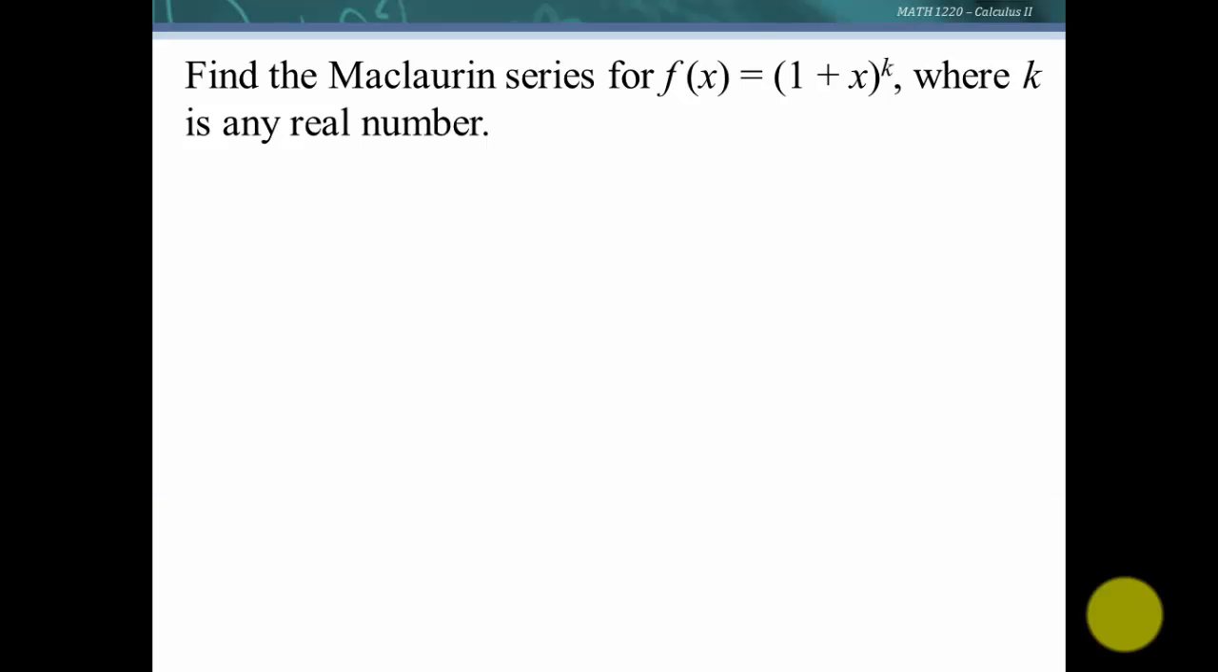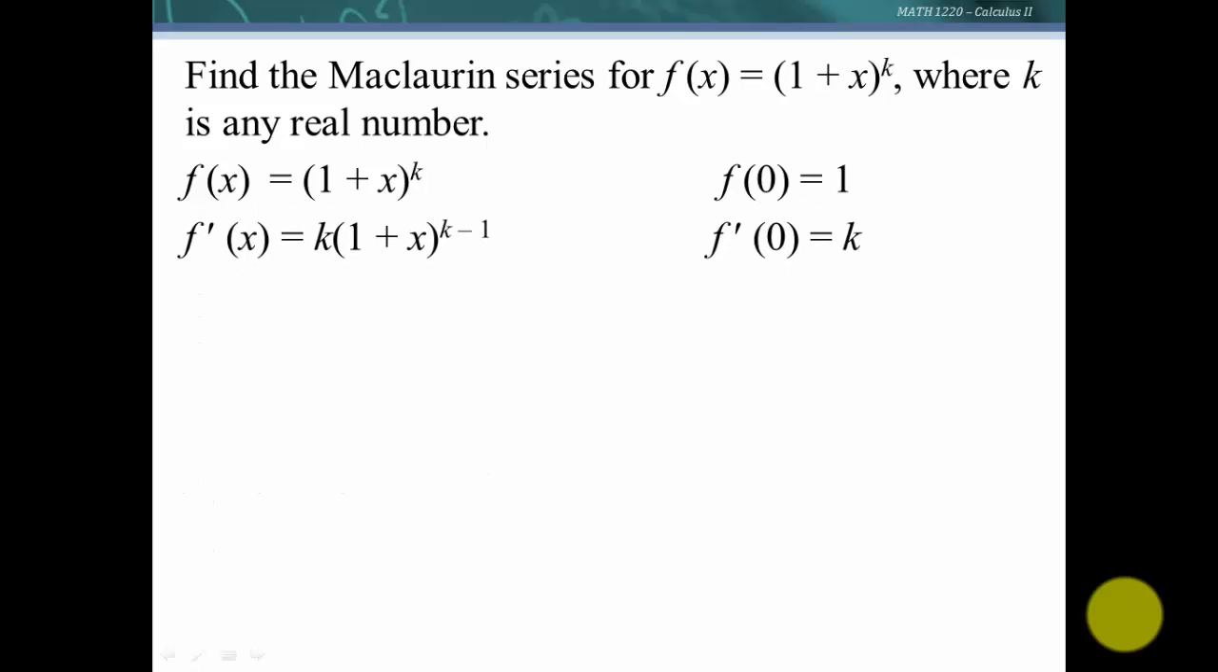The binomial series. We're going to find a Maclaurin series for f of x equals (1 plus x) to the k, where k is any real number. So first of all, we need to look at that function at 0, and that's going to be 1. We need to take the derivative of that function, so power rule, power out in front, decrease the power by 1, and evaluate that at 0, and that would be k.